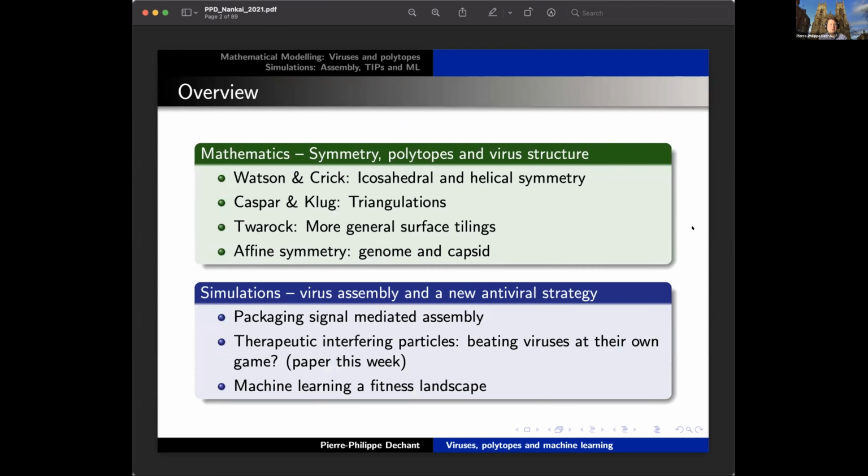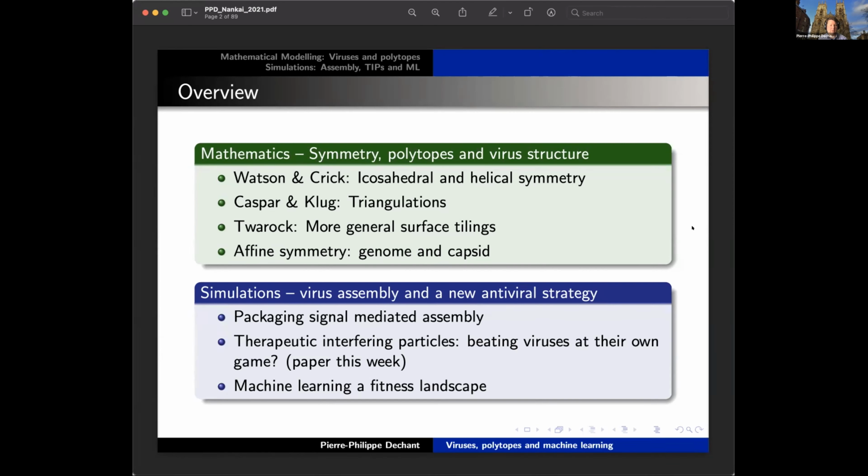So at the beginning, I'll give you a whistle-stop tour about virus structure and how that's related to algebraic and geometric ideas. Then, once you understand virus structure, you can also wonder how viruses assemble these structures. The last 10 years have seen a revolution in our understanding of how certain types of viruses assemble through something called packaging signal mediated assembly. And the story I really want to tell you today is about how we can use these insights into virus structure and assembly to start messing with this as an antiviral approach.